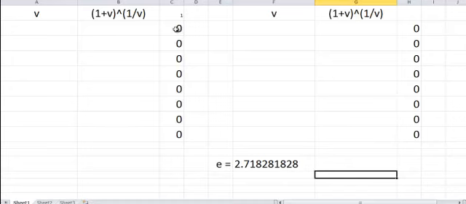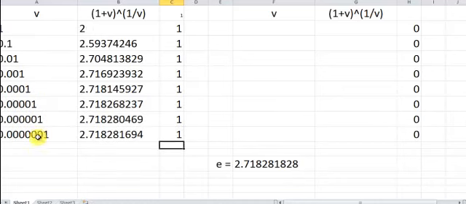And so now I'm going to look at this for different values. Remember v is approaching 0, so we'll take values bigger than 0. So let's take a look at this when v is equal to 1. If v is equal to 1, notice this is going to be 1 plus 1, raised to the 1 over 1, raised to the 1. 1 plus 1, 2 raised to the first power is 2.